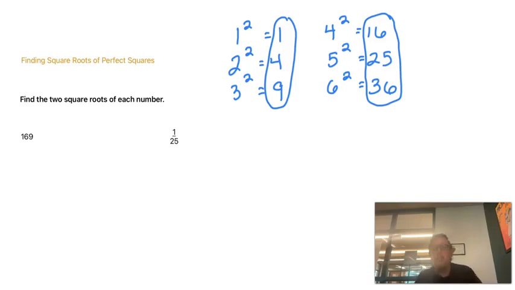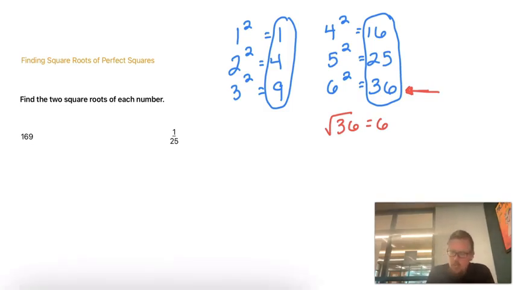When you take a square root, you're going in the other direction. If I said, what is the square root of, let's say, for example, 36, what I'm asking is, what number, when I multiply it by itself, gives me 36? So the square root of 36 would be 6. Okay, so let's try this with a few of these perfect squares. The first one we're going to look at is 169.